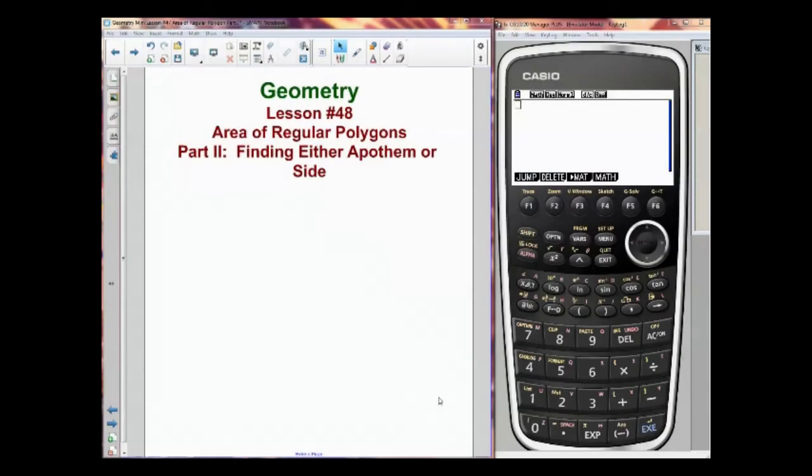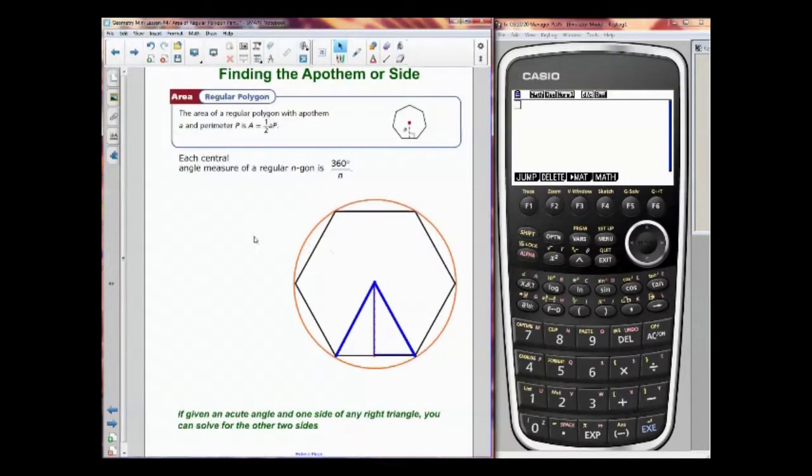All right, here is part 2 of finding the area of a regular polygon. And we're going to look for the apothem on this one. Now this is a bit complex. We're going to have to come up with our central angle and a whole bunch of other things. So here we have another hexagon, which is very easy to work with because it gives us a special right triangle.